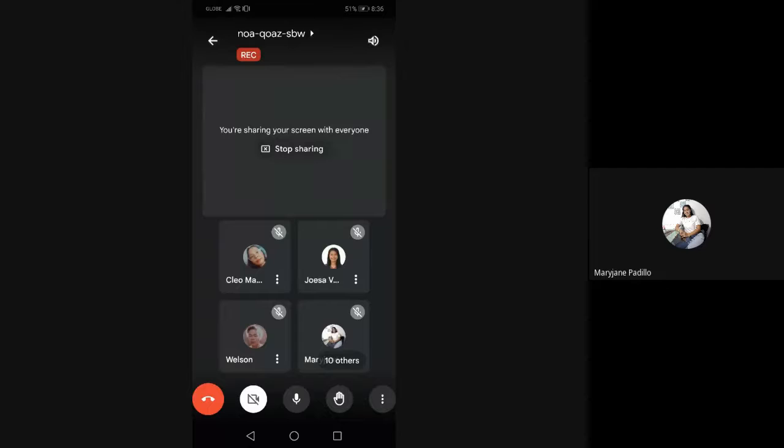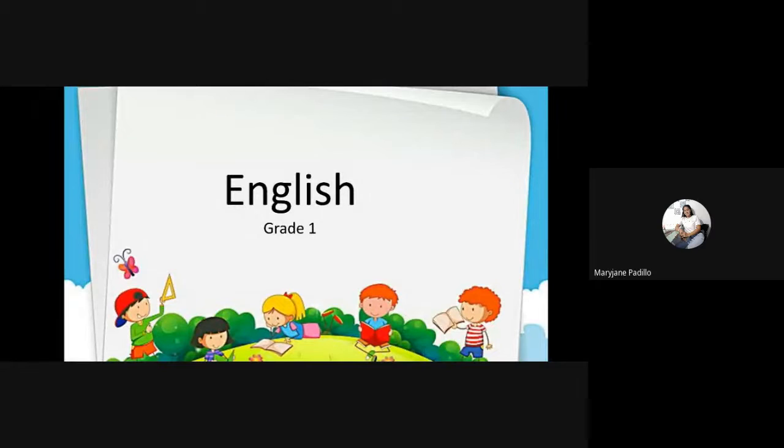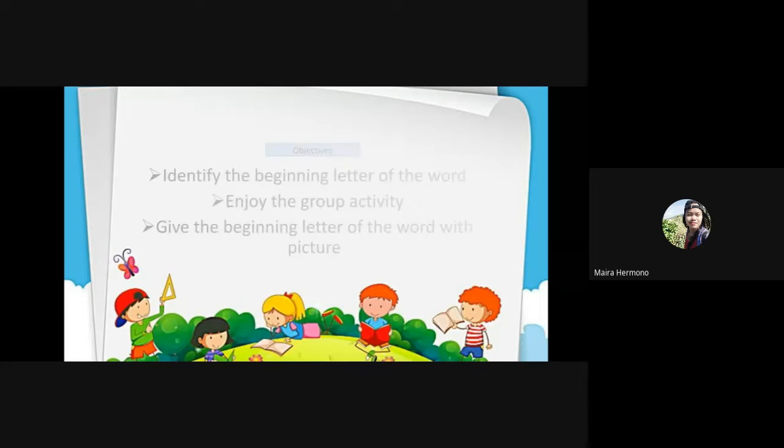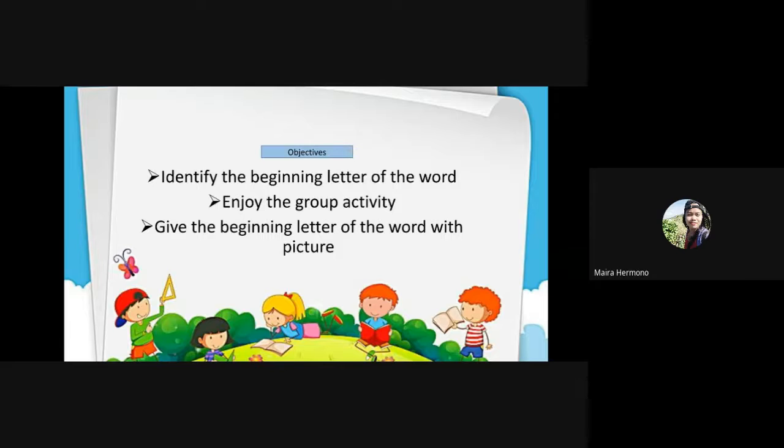I will share my screen po. Class, nakikita na po ba? Hello? Yes, ma'am. English, yes, ma'am. For grade 1. Objectives. At the end of the lesson, the student should be able to identify the beginning letter of the word, enjoy the group activity, and give the beginning letter of the word with picture.